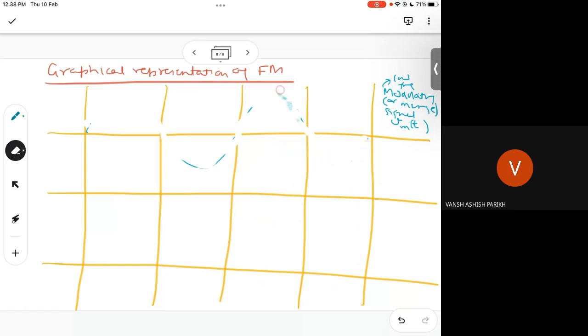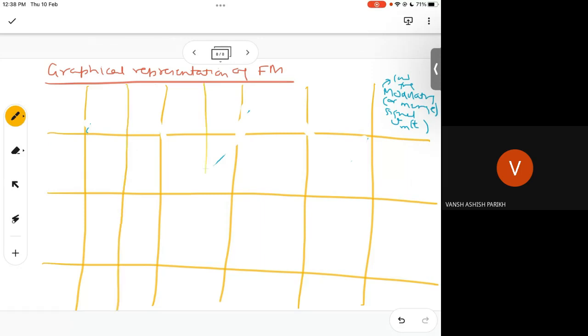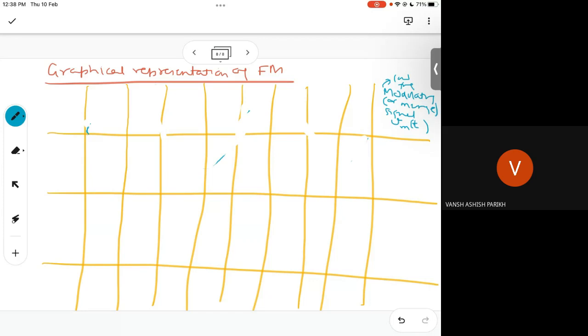because I want to put it in one slide. So I start with this. Now let's draw a message signal very clearly. It goes here, then it goes here, then here, then here, then here, and this one. Okay, beautiful. So this is my message signal.